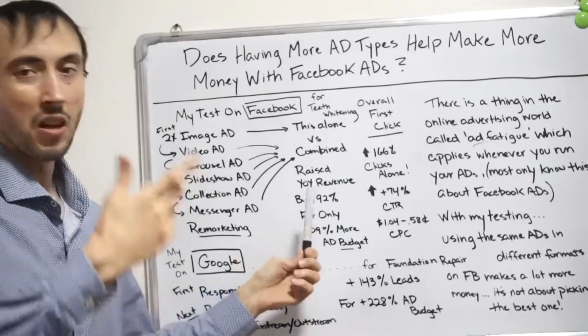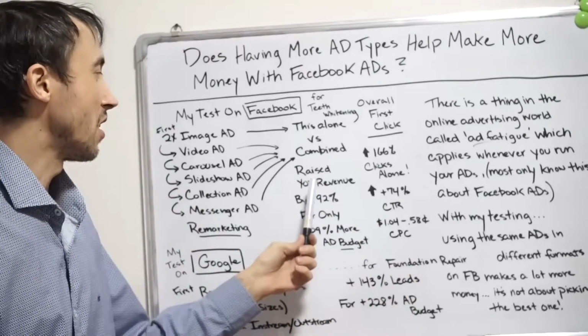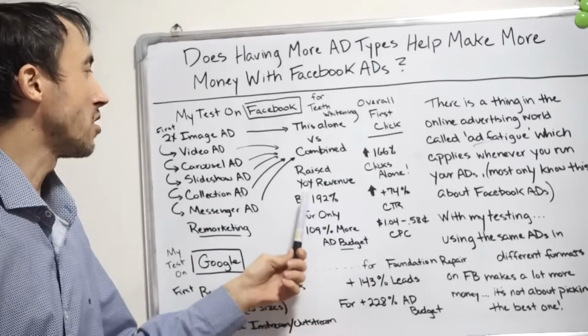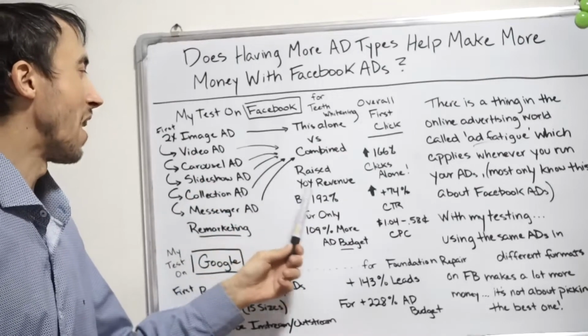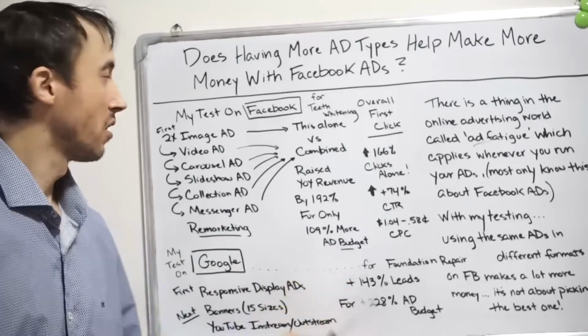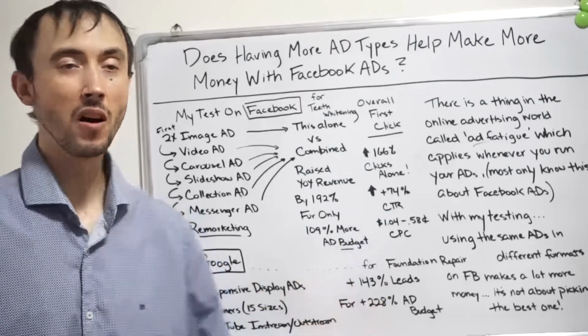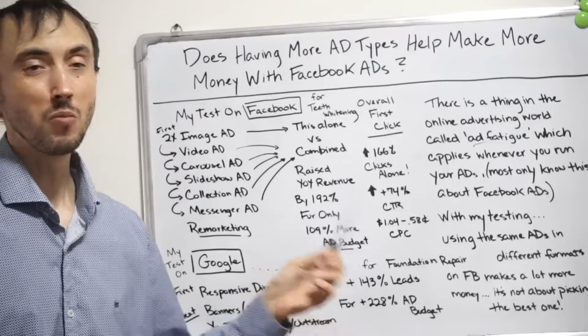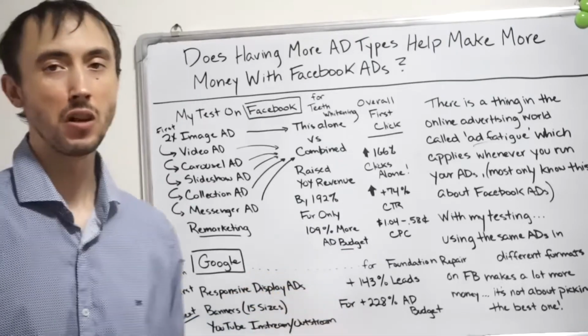But I keep getting a bit off track. I just want to give you some extra bonus information here. In this case study, we raised the year-over-year revenue from this client's Facebook campaign by 192% on just the straight-up revenue side, but that's not even the best part. We raised it 192% for only 109% more ad budget.